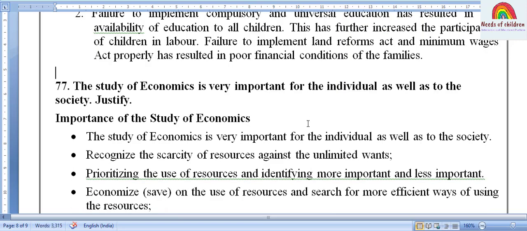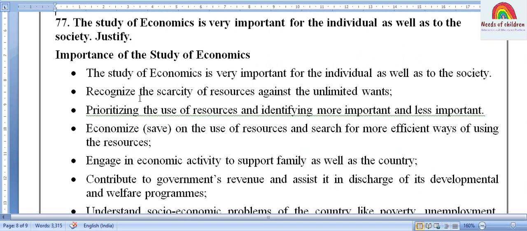Question number 77. The study of economics is very important for the individual as well as to the society. Justify. Dear friends, this is a question from 8th standard economics, the lesson named Introduction to Economics. Let's come to the answer for this question. Importance of the study of economics. The study of economics is very important for the individual as well as the society.